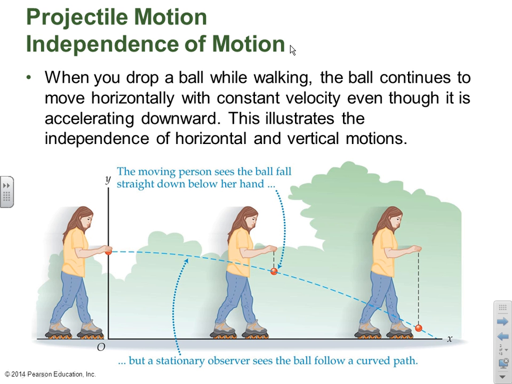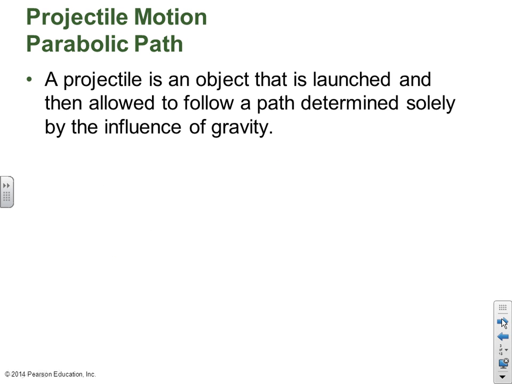All right, let's talk about this a little bit more. This idea that this object, the ball in this girl's hand, the baseball in my hand, whether it's walking across the front of the room, riding in a car, riding in an airplane, doesn't matter. This combination of the horizontal and the vertical motion occurring simultaneously, we then refer to making this object a projectile. A projectile is an object that is launched and then allowed to follow a path determined solely by the influence of gravity.